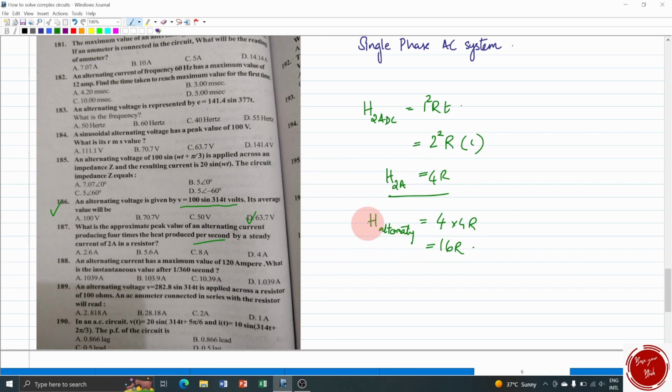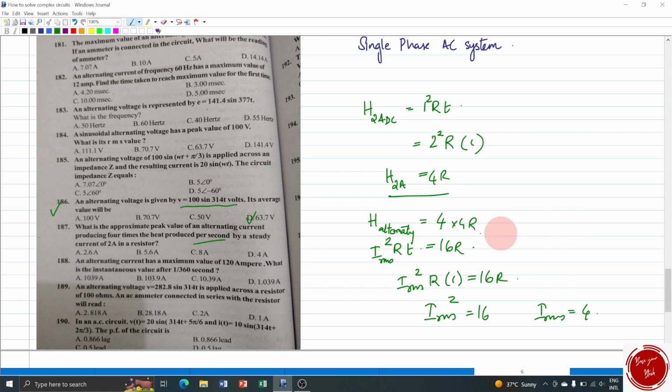Now what is the equation for heat produced by alternating current? It is again I square RT itself, but here instead it is I RMS square RT, the effective value. IRMS is the effective value of the current, isn't it? So IRMS square RT is equal to 16R. We know time is equal to 1 second. So IRMS square R into 1 is equal to 16R. IRMS square is equal to 16, so IRMS is equal to 4.